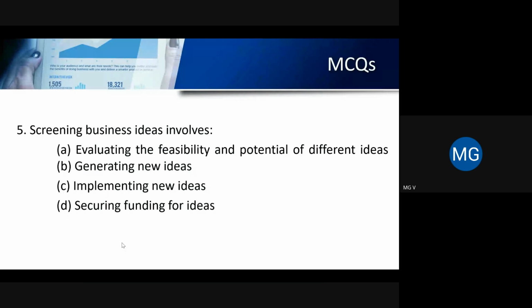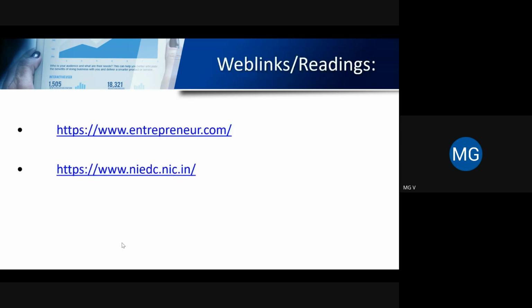Screening business ideas involves evaluating the feasibility and potential of different ideas, generating new ideas, implementing new ideas, or securing funding for ideas. Option A, evaluation. Yes, it is option A, evaluating the feasibility and potential of different ideas. So here are certain web links.